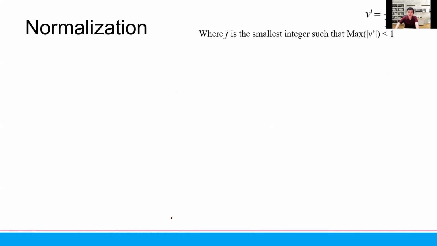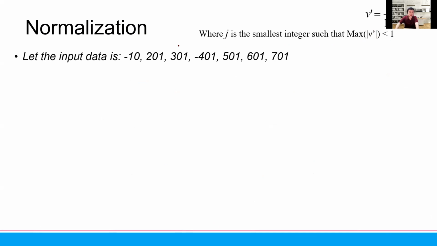Let's see one example. Based on the definition, j is the smallest integer such that the maximum v prime is less than 1. So I would like to find the best j, the best j to make the values less than 1. Suppose we have this input data: minus 10, 201, 301, minus 401, 501, and up to 701.